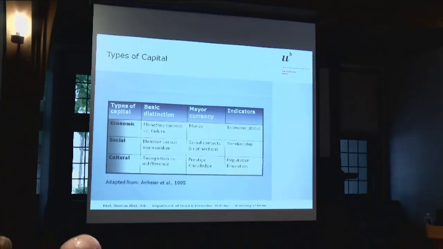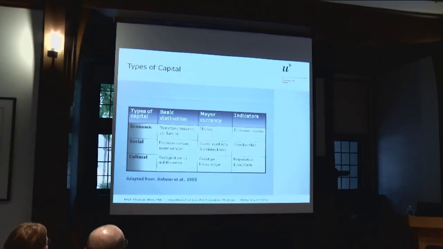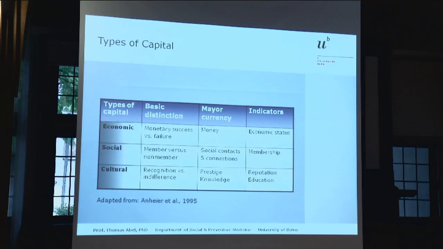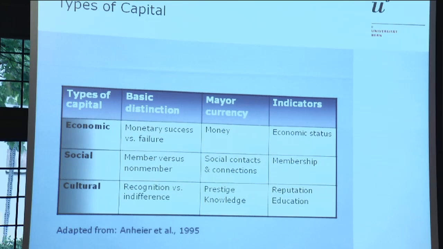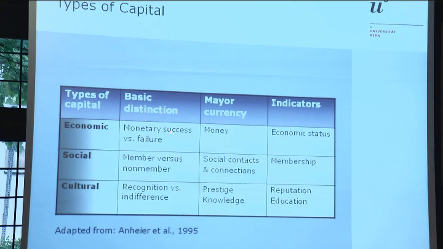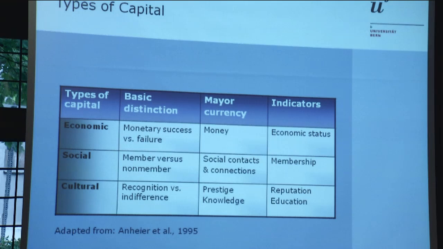I find this helpful, the three different types of capital, economic, social, and cultural, and the major currency, as Bourdieu called it. The major currency for economic capital is money, for social capital it is social contacts and connections, and for cultural capital, it's knowledge. The basic distinction is that economic capital is monetary success or failure. Social capital is membership versus non-membership. So either you make it into this powerful network or you don't. And cultural capital is recognition versus indifference.